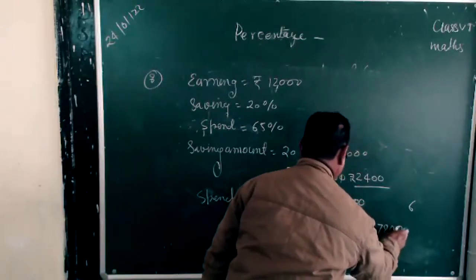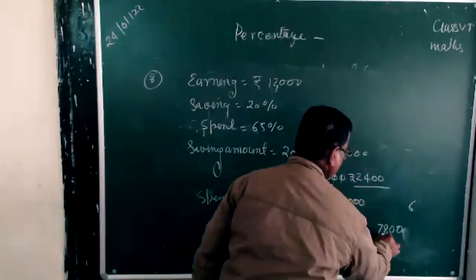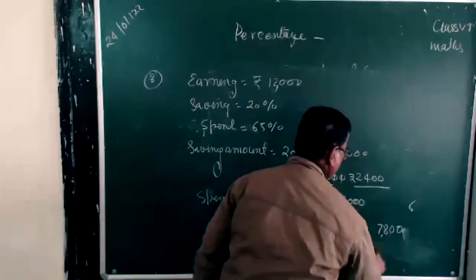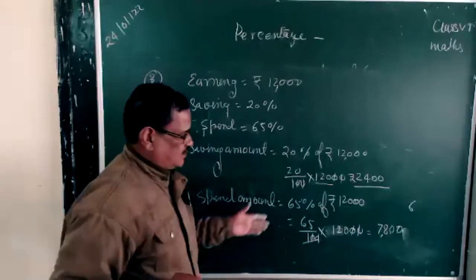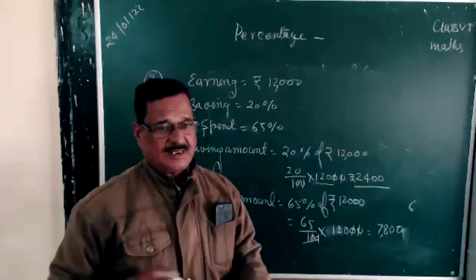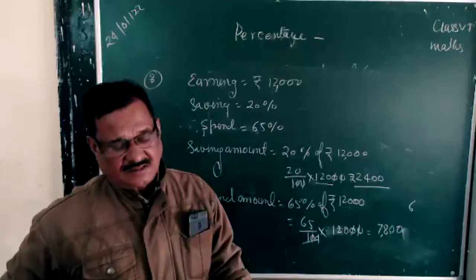So here it is coming 7,800 rupees. This is the expend amount. These are the two answers, expend and saving amount. And one more question is given last.